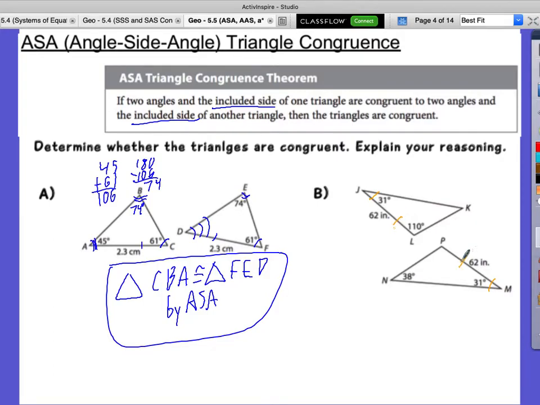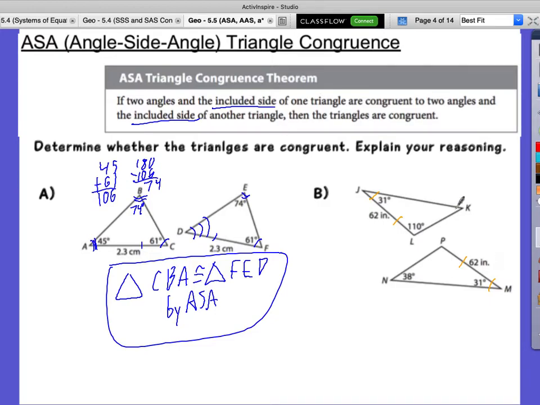Side JL, very good. Side JL and side PM are congruent, they have the same measure, 62. Do we currently know anything else? No. Okay, and then we say, what can we figure out? We can figure out the third angles, right? By adding the other two and subtracting from 180.